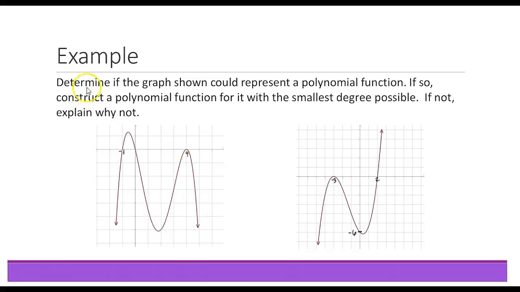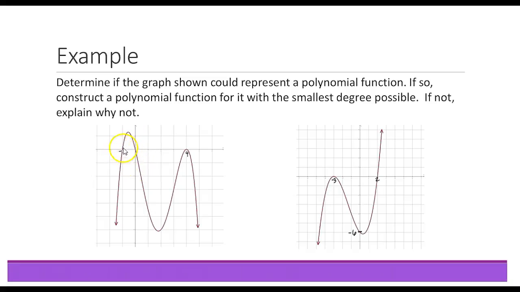In the following examples, we want to determine if the graph shown could represent a polynomial function. If so, construct a polynomial function for it with the smallest degree possible. If it's not, explain why not. So in this first graph, this could represent a polynomial function because it's continuous and smooth. It doesn't have any sharp turns. So to construct the polynomial function, what we need are the zeros, and to analyze the behavior near the x-axis at those zeros, at those x-intercepts, and to think about the end behavior and the y-intercept.